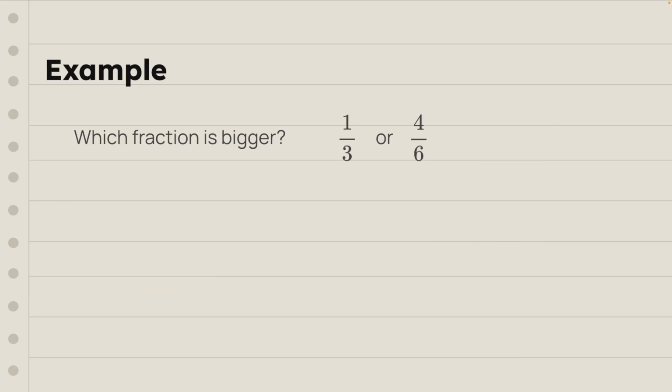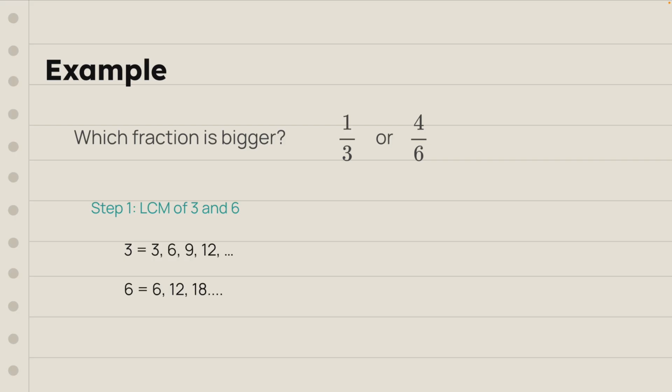So for example, which fraction is bigger? Looking at 1/3 or 4/6, it can be hard right off the bat to know which one's bigger, which one's smaller, because their bottom numbers are different. We want to make the bottom numbers the same. So we're going to find the lowest common multiple of 3 and 6. There's a couple different ways you can do this. You can either write lists of 3 and 6 and find the smallest number, or you can use a prime factor tree. We're just going to write a list.